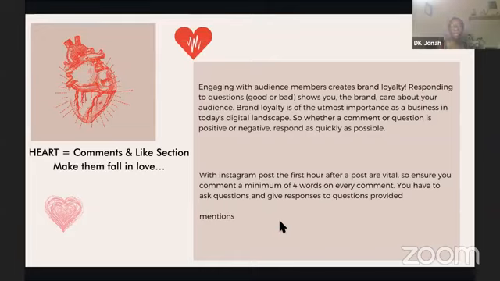So with Instagram posts, the first hour after a post is vital. So ensure you comment a minimum of 4 words on every comment that is written. You have to ask questions and give responses to questions provided.